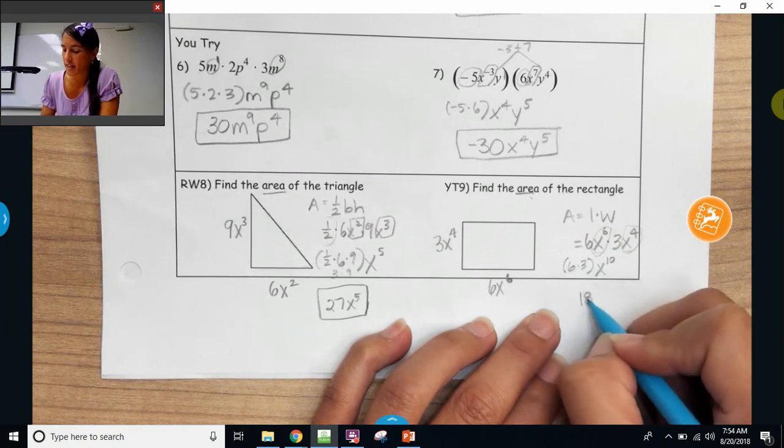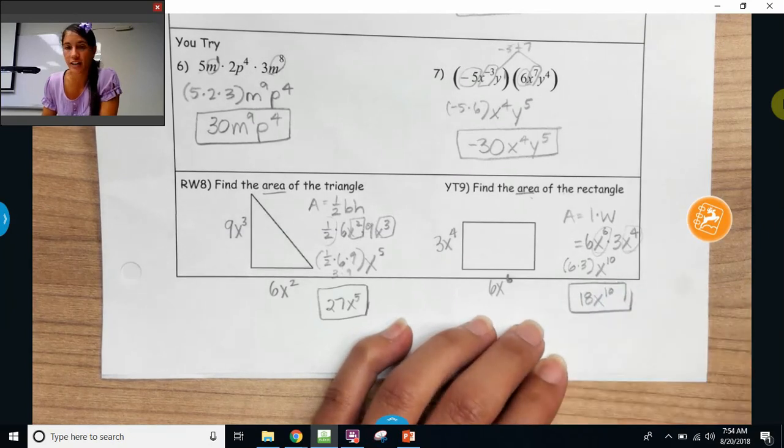6 times 3 is 18, x to the 10, and that is my area for this rectangle.